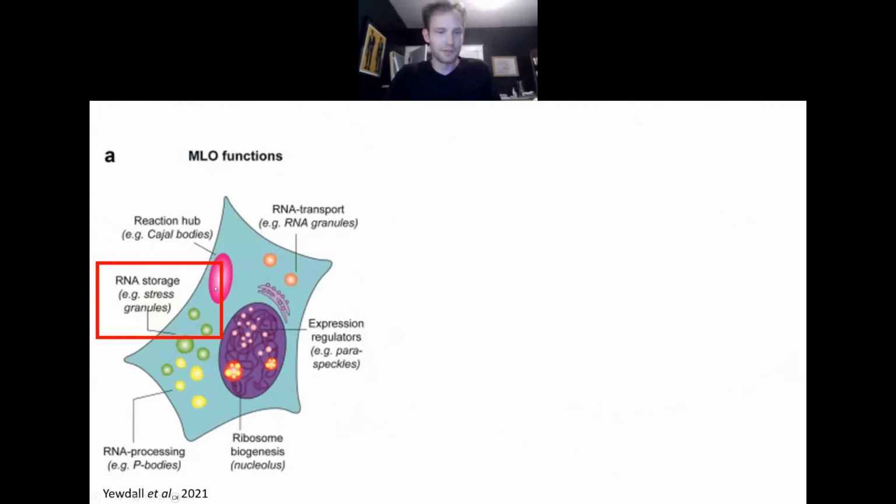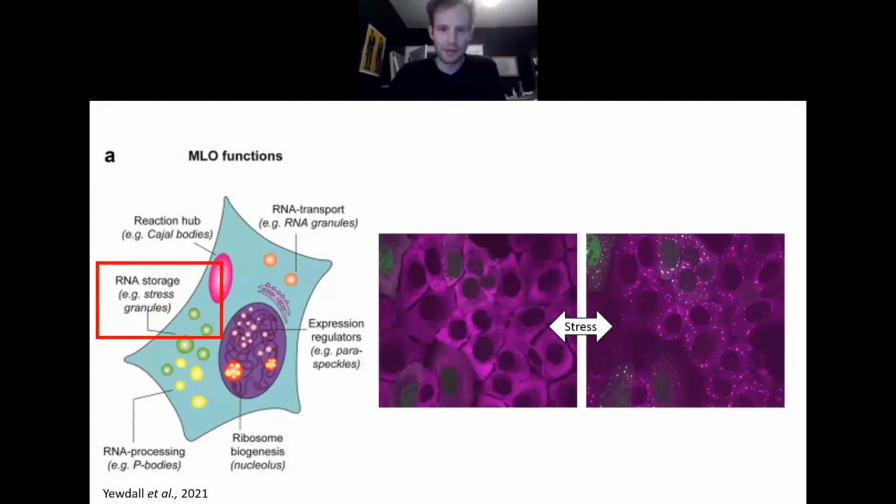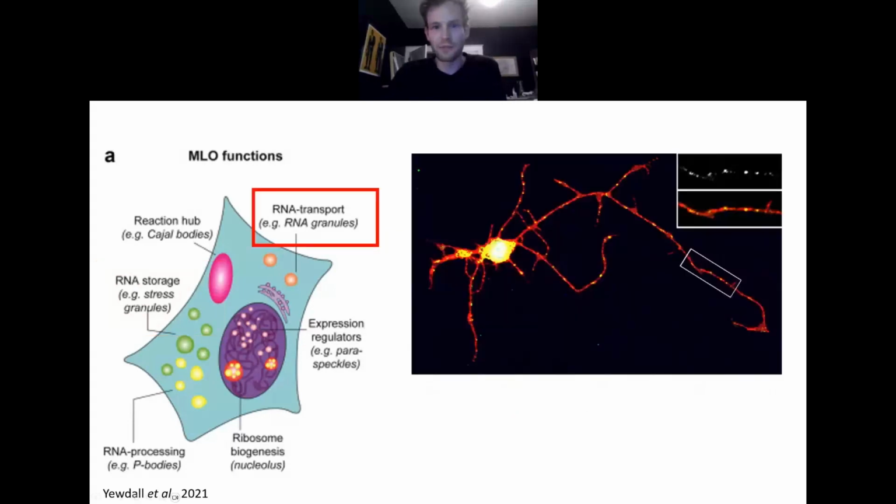So stress granules are involved in RNA storage, where you might want to store some RNAs and proteins during stress so that the RNA isn't translated, and then when the stress passes, you can go back to normal and release these RNAs for the cell to help survive the stress. In the case of neurons, you might want to transport RNA for protein synthesis at an axon terminal. You need to move the RNA all along the axon, and RNA transport granules are phase-separated granules that are helpful for that.